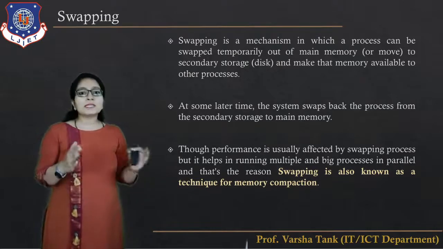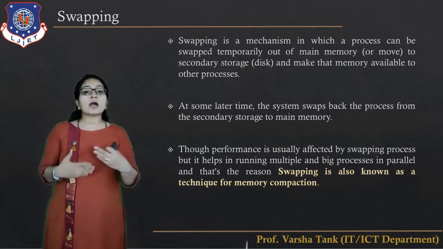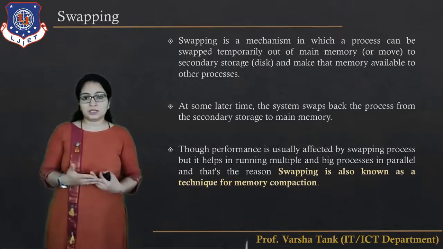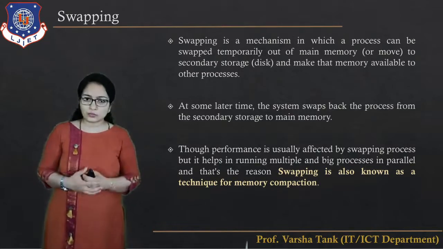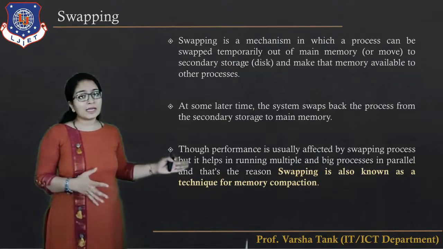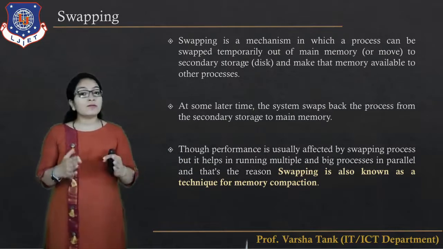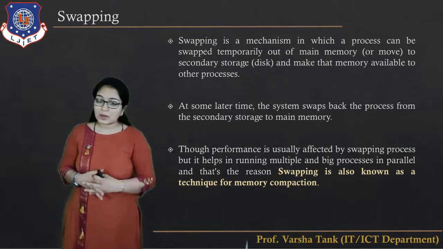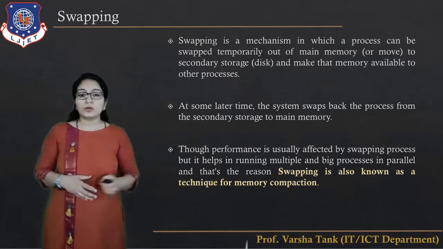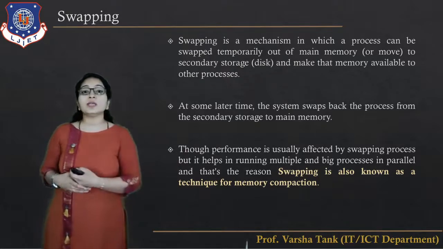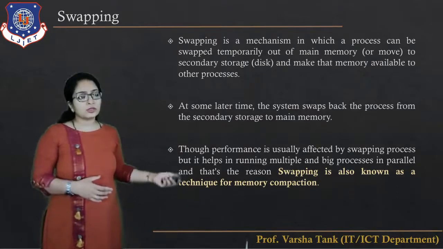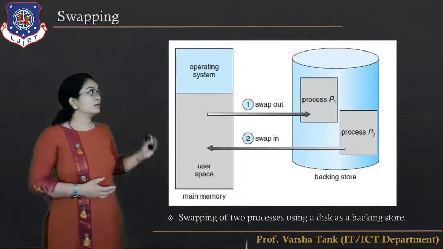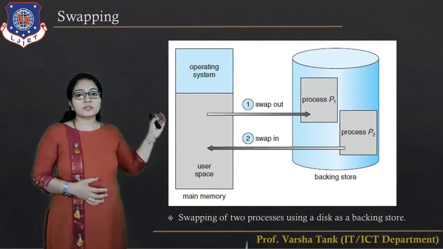Performance is a little bit slower. Why? Because every time we have to swap out a process and swap in a process. This is also known as a context switch. It is happening every time, but it is useful when we have to execute multiple processes at the same time. So this technique is helpful, and it is also known as a technique for memory compaction. Here is the figure that demonstrates this swapping.